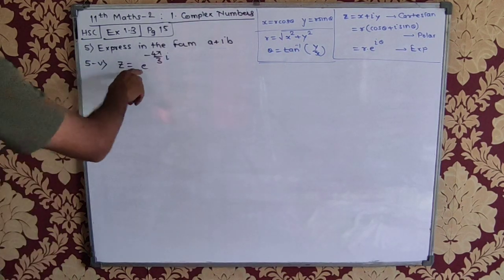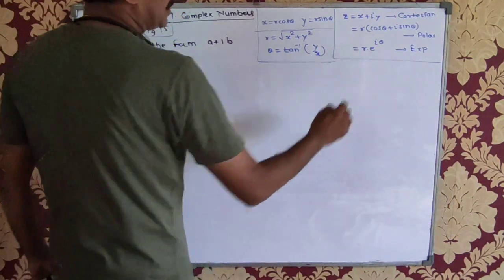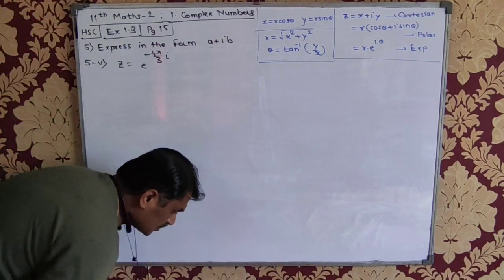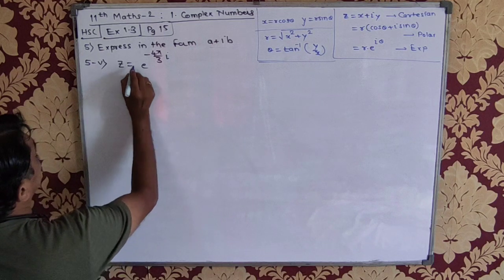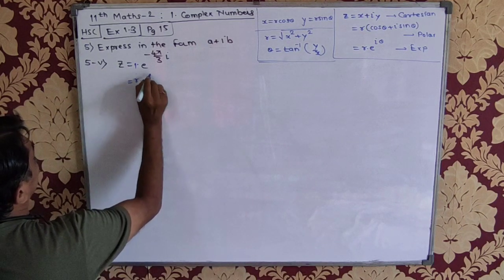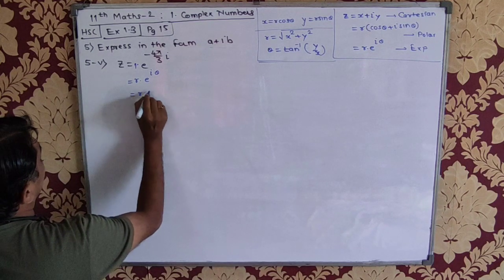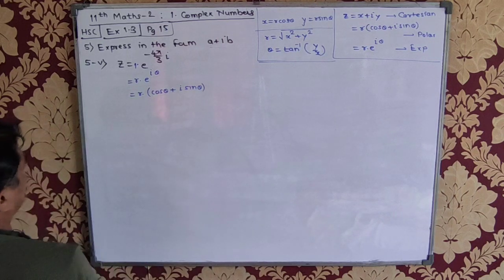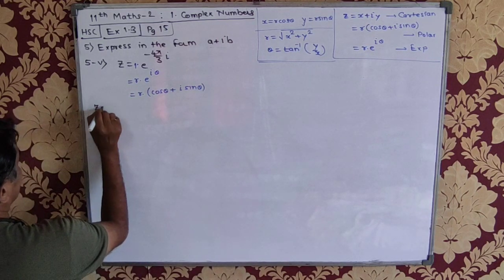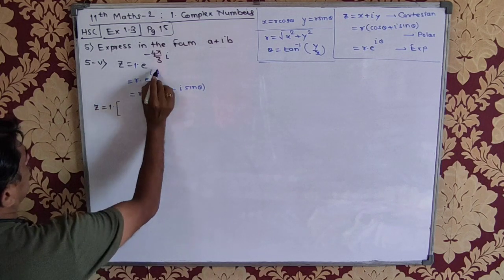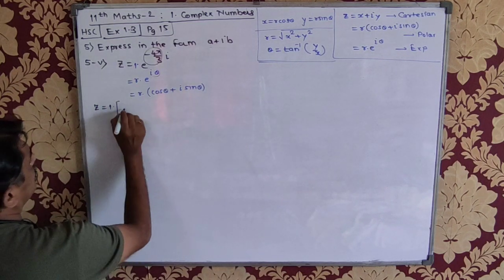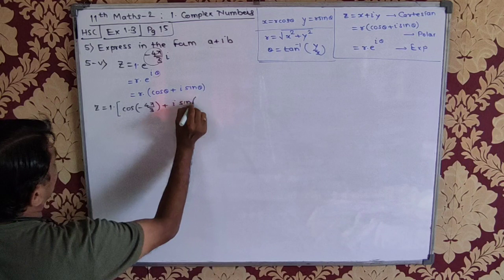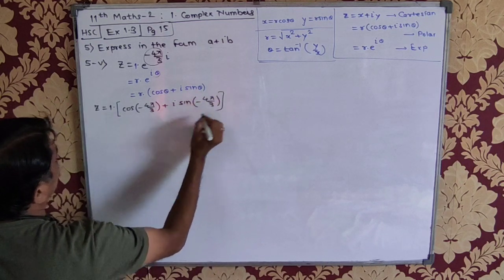Question number 505. Z is equal to e raised to minus 4 pi by 3i. It is like this, exponential form. And that is equal to what? Because we know that R is 1. R into e raised to i theta is actually R into cos theta plus i times sin theta. So Z is equal to 1 into, what is theta here? Minus 4 pi by 3. So this is cos of minus 4 pi by 3 plus i times sin of minus 4 pi by 3.